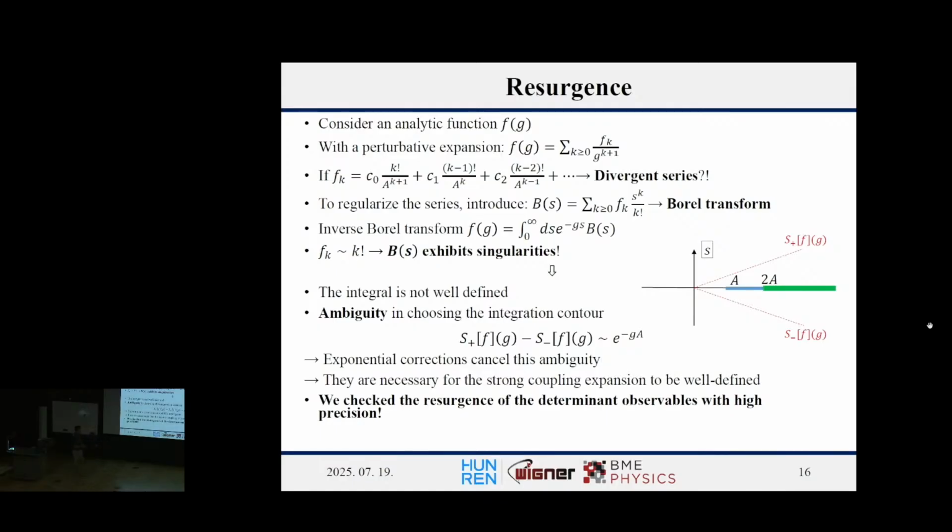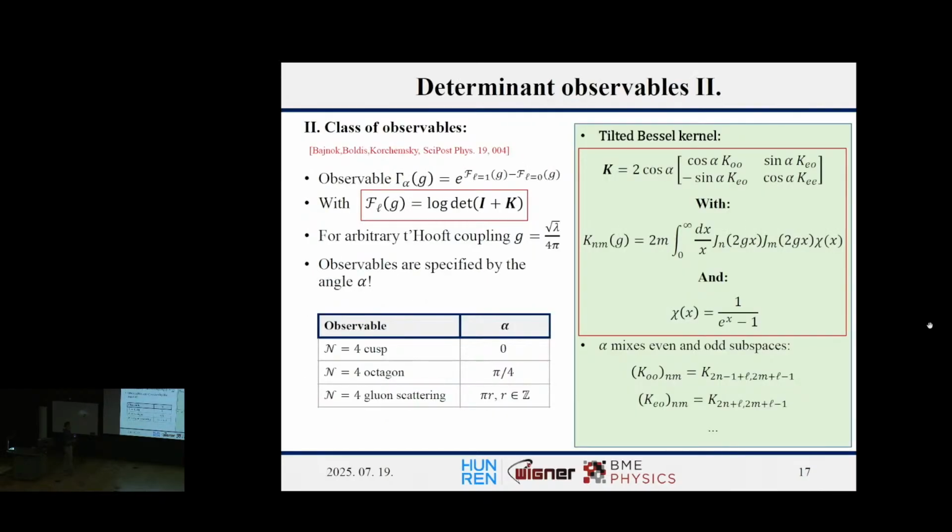So what we did, we had so many numerical values and so on. We checked that this resurgence actually works for these observables as well. So we connected these C0, C1, C2 coefficients to the next exponentially small corrections, and also checked whether resumming everything converges to the exact values. Okay, so this was the first class.